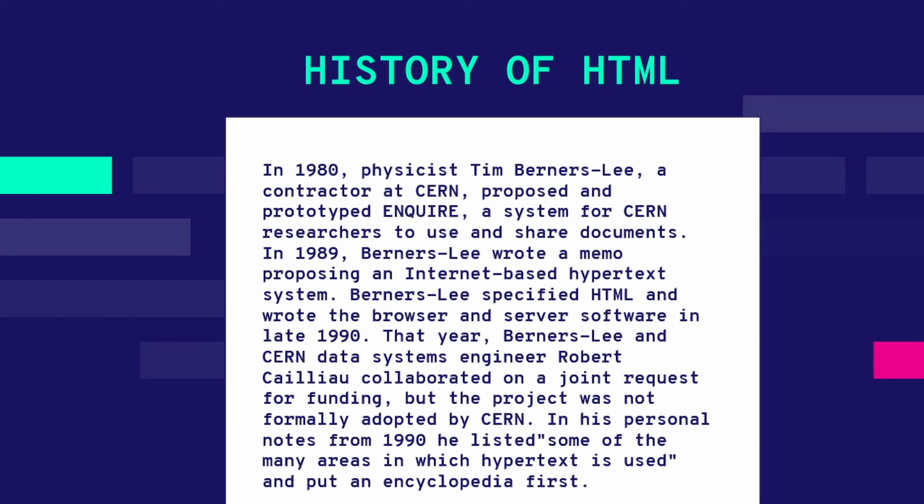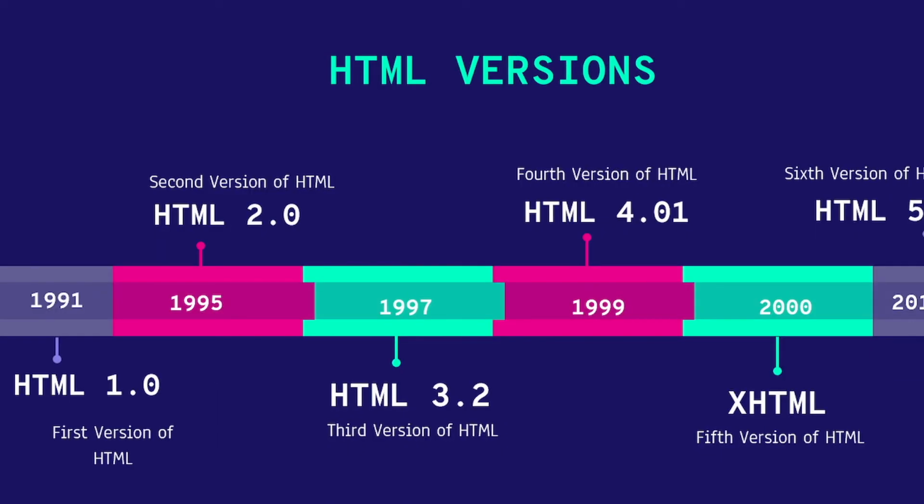So basically, the physicist Tim Berners-Lee was a contractor at CERN. He wanted to create a system by which we can share documents easily. So he wrote a memo program, a hypertext program, which is now HTML. By the use of that, they were able to share the documents easily. So this was his plan to create this.